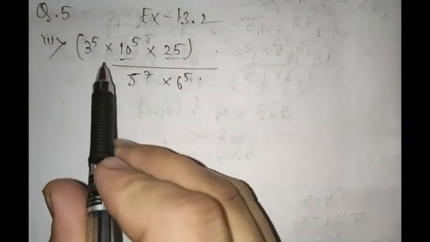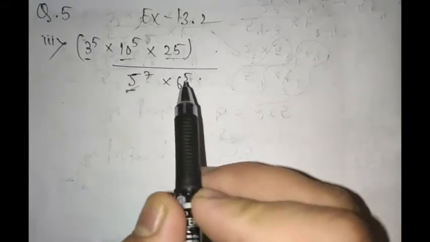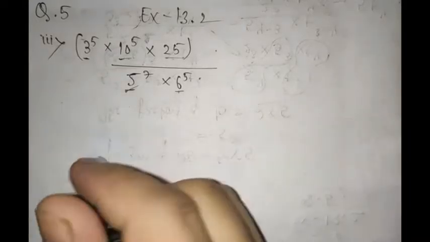Alright, so you can see 3 is in its prime form, right? 5 is in the prime form, but 6 is not in the prime form. You can write 6 as 2 into 3. 2 into 3 is 6. 5 into 1, so no need to make it prime. It is already in the prime form.